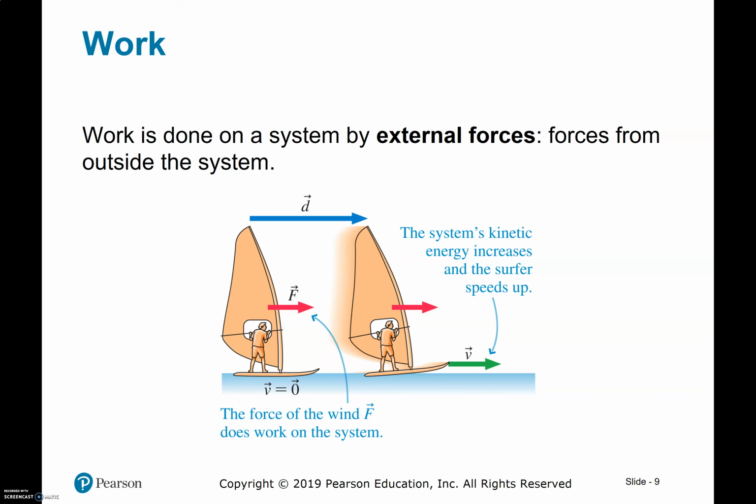So let's start by defining work. Work, we said, is the way in which we transfer energy to a system. So work is done by external forces, right? So here you have a force acting on this sail, and the boat is moving this distance d. And then we're going to say that the work done by this force is equal to the dot product of F times D. So that's the definition of work.